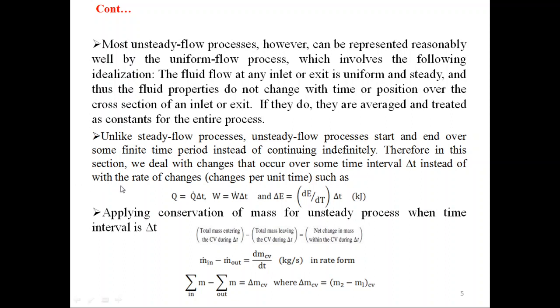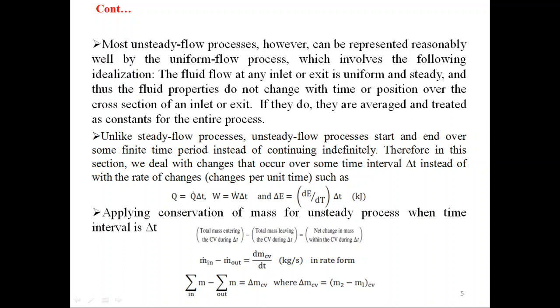So we can find this value of Q, because usually the unsteady case is for a definite time period. So if we multiply the rate quantity with the time period, then we get the quantity. Similarly for W and delta E. Delta E is equal to dE by dt into delta t. Unit may be joule or kilojoule.